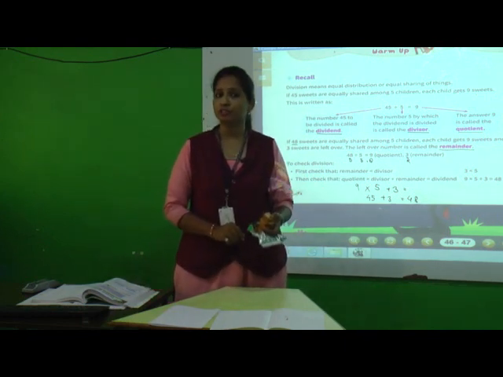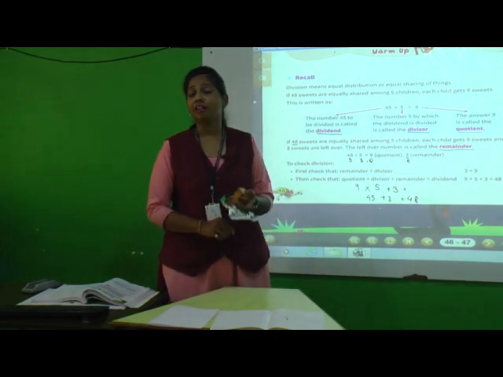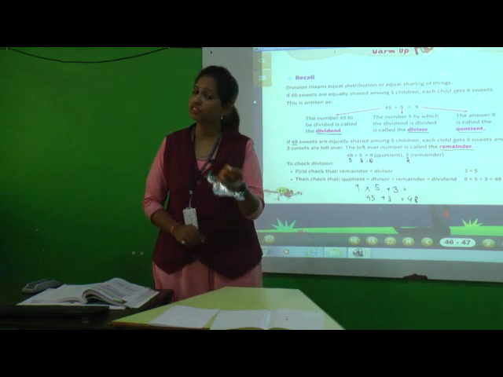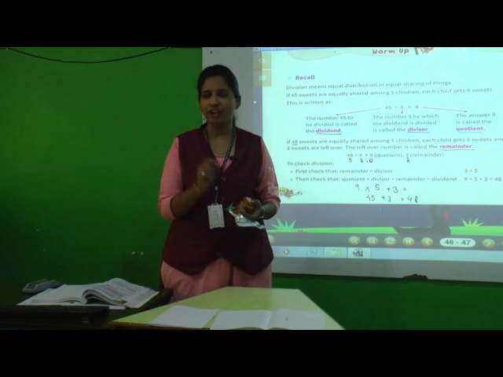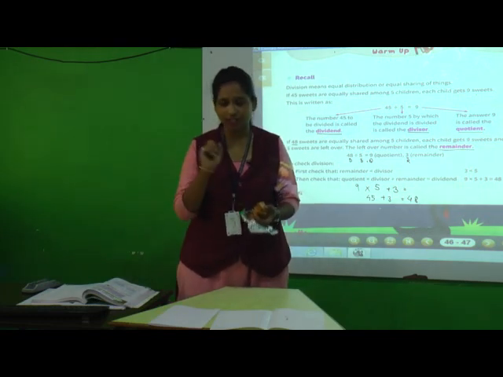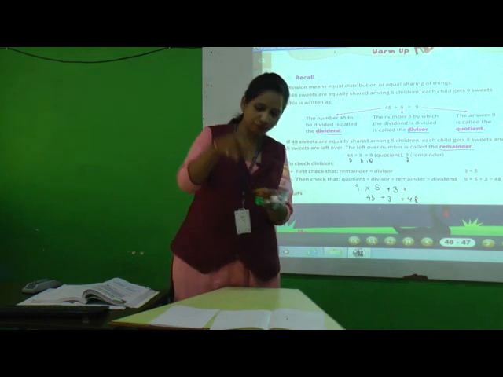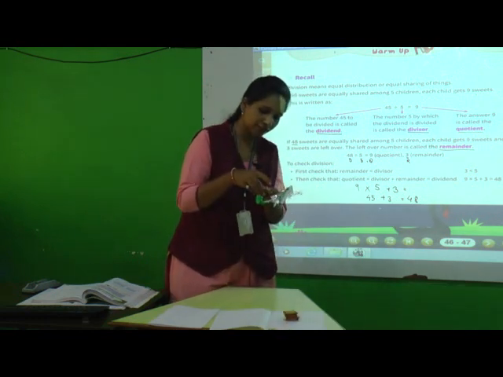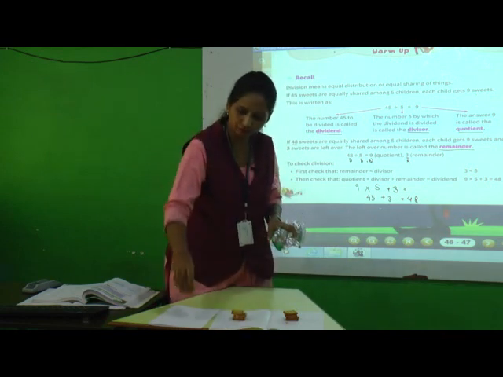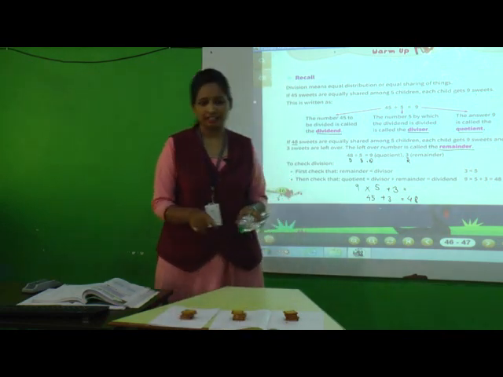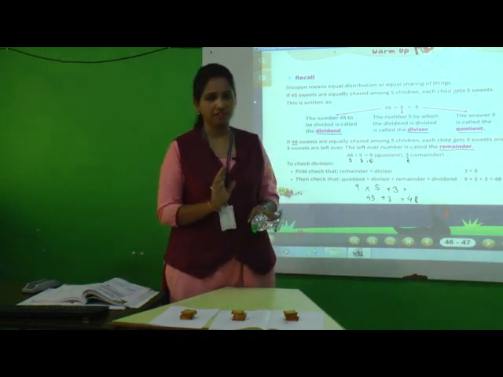Now you want to distribute these biscuits among 3. Now you have to see where 12 will come in the 3 table. So tell me. Yes, you are correct. 3 4s are 12. So what will you do? 3 4s are 12, so I will distribute 4 each. For the first friend 4, for the second friend 4 and for the last, third friend 4. Isn't it? Are you getting it?